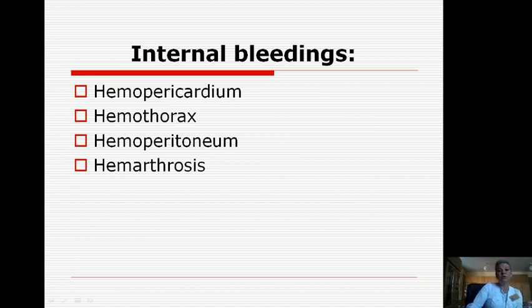We see accumulation of blood in the cavities. For example, hemopericardium, we see accumulation of blood in the pericardium cavity. Hemothorax in the pleural cavity. Hemoperitoneum in the abdominal cavity. Hemarthrosis in the joints cavity.